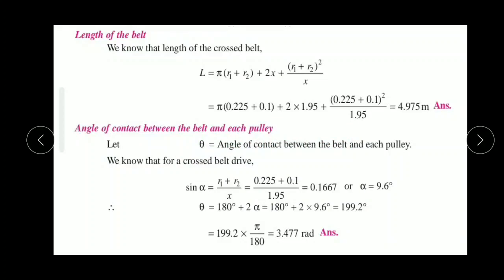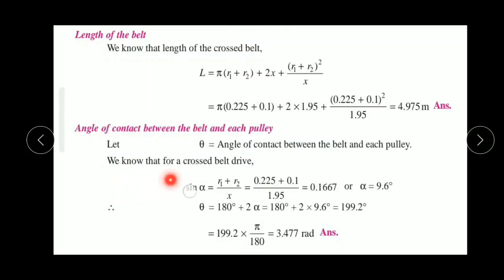Angle of contact for the cross belt drive is theta equal to 180 degree plus 2 alpha, where we may use sin alpha equal to (r1 plus r2) by x. For open belt drive, sin alpha equal to (r1 minus r2) by x. The derivation of the angle of contact was discussed in the previous video. If you did not attend that class, you may watch that one.